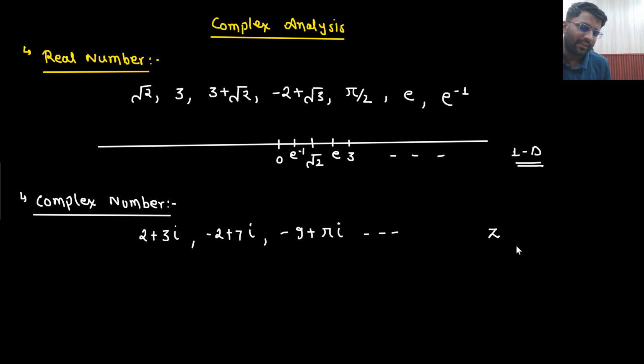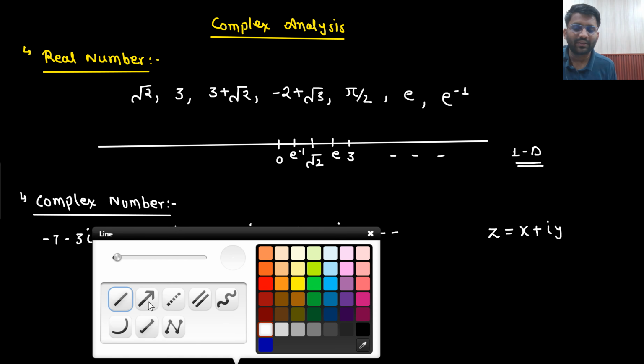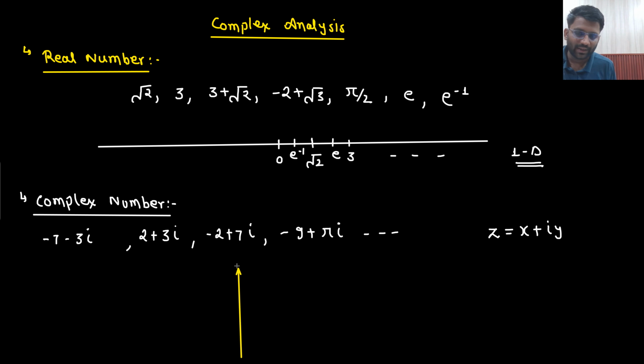So a complex number z, how do we represent it? By z. A complex number z is represented in the form of x plus iota y. So two values are there, no? 2, 3; minus 2, 7; minus 9, pi. Both negative could also be possible, like minus 7, minus 3 iota. So both negative are also possible. Now two numbers are there, so to represent two numbers, we need two dimensions. That means I would need the x-axis as well, and I would need the y-axis as well.